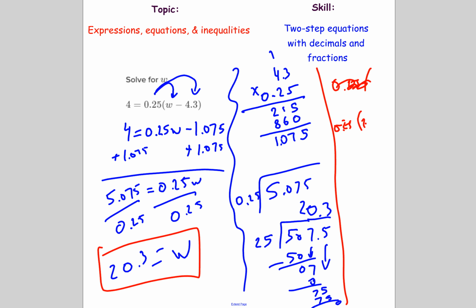0.25 times 20.3 minus 4.3. I'm sorry for the sloppiness, but you'll see that 20.3 minus 4.3 is 16. So 0.25 times 16. Well, I'm actually not going to even calculate it. I could go through the whole decimal, but isn't that 1/4 of 16? And 1/4 of 16 is equal to 4, which is the number we were looking for.